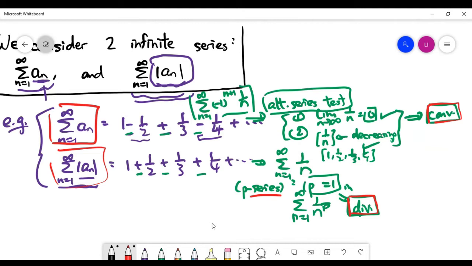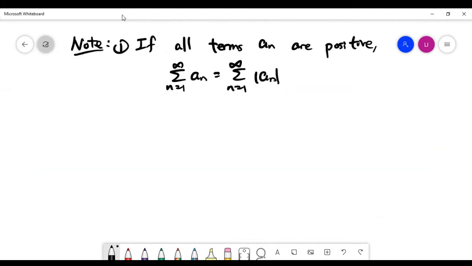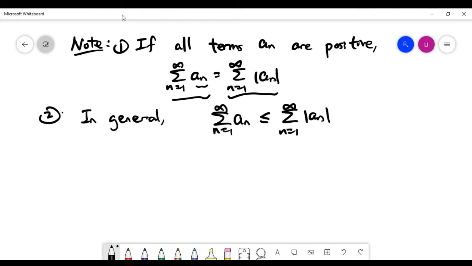Now, let's make some notes here. It's easy to notice that when all the terms an are positive, both series we consider are the same, so there's nothing special about it. We don't have to differentiate the two series in that case. Let's look at point number 2. You can use the last example as a hint. The fact is that for any infinite series, when you take out the negative sign and change it to a positive sign for each term, of course, the absolute version of the original infinite series is bigger than the original series. I'm talking about the sum of all numbers. I think this fact is quite natural to understand.